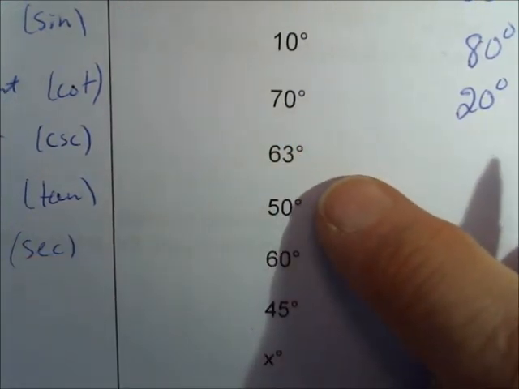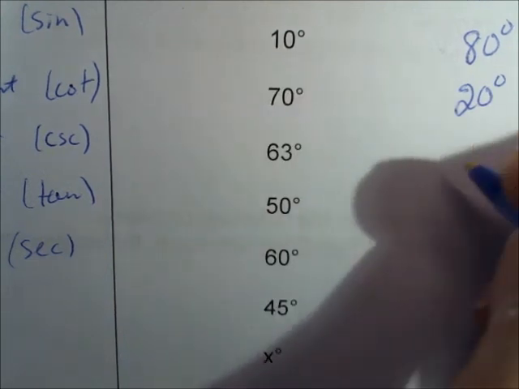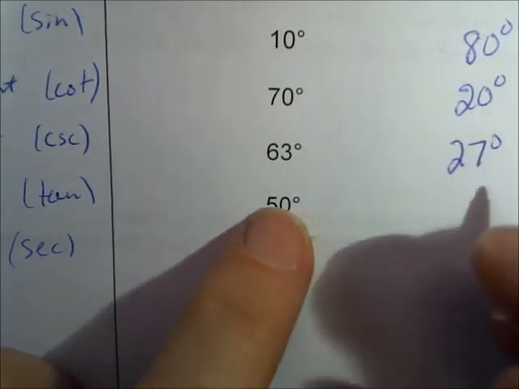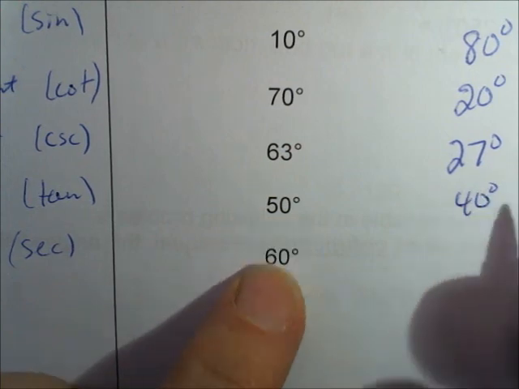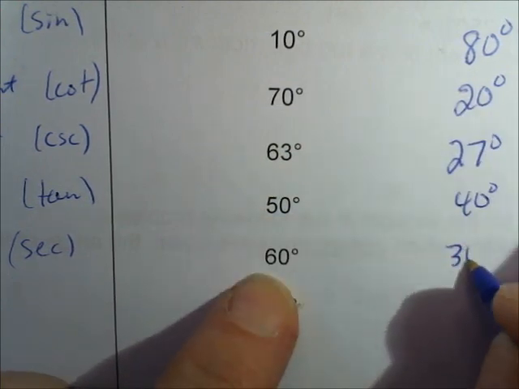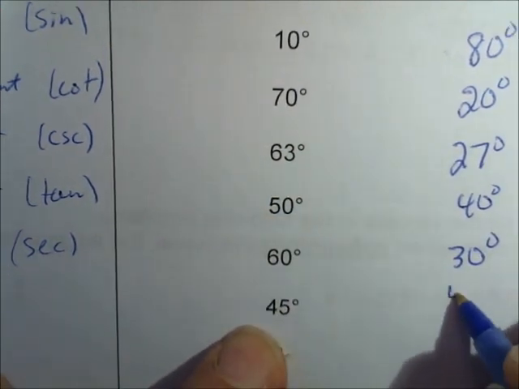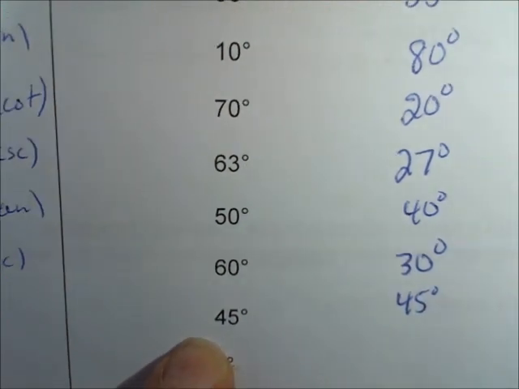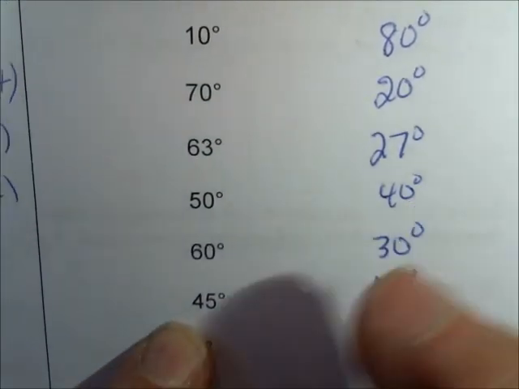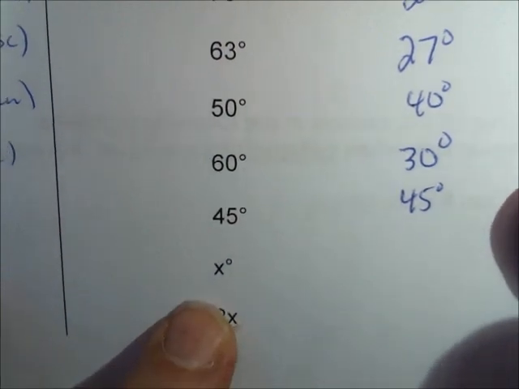90 minus 63 is 27 degrees. 90 minus 50 is 40. 90 minus 60 is 30. 90 minus 45 is 45. Right? All of these are complements. Add them up and they add up to 90.